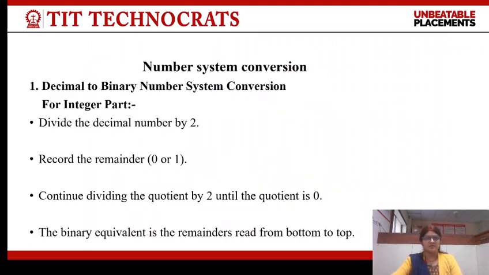Number system conversion. There are many types of number system conversion: binary to octal, binary to decimal, and binary to hexadecimal. Octal to binary, octal to decimal, and octal to hexadecimal. Decimal to binary, decimal to octal, and decimal to hexadecimal. Last one is hexadecimal to binary, hexadecimal to octal, and hexadecimal to decimal.